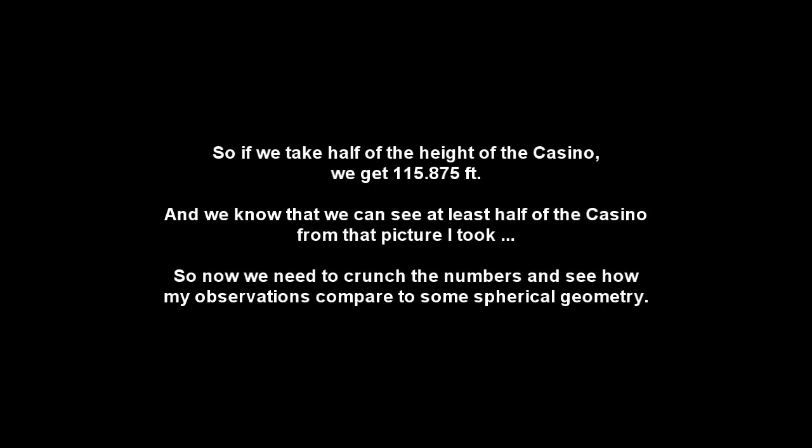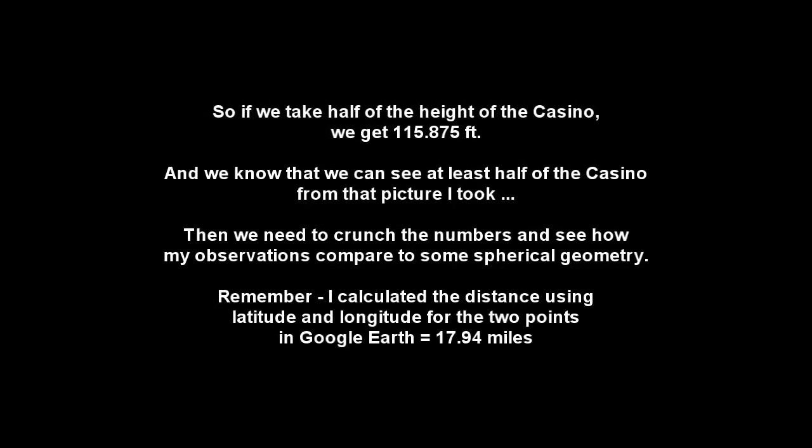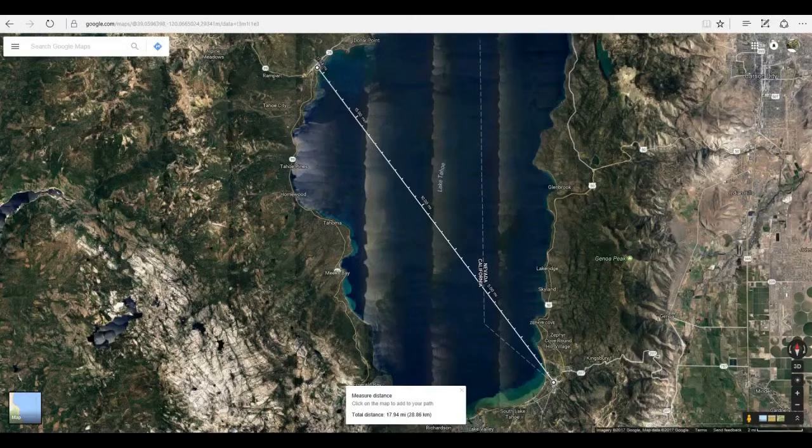So now we need to crunch the numbers and see how my observations compare to some spherical geometry. This is where it gets interesting. Remember that I calculated the distance between myself and the casino using latitude and longitude for the 2 points in Google Earth, and it came to 17.94 miles. Here's that image again, and my line of sight across the lake, kind of a diagonal.